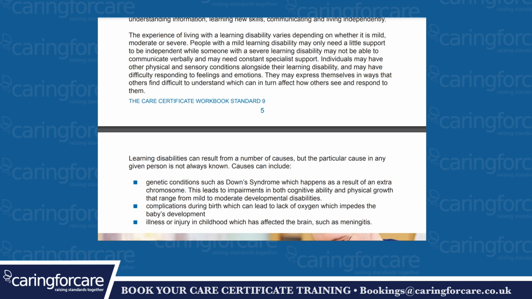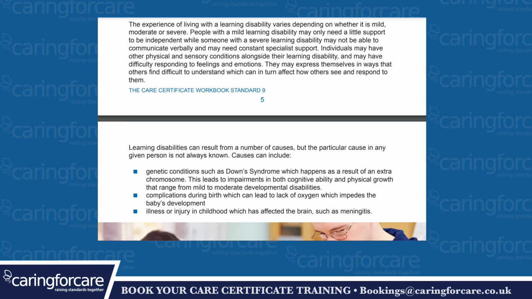People with a mild learning disability may only need support to be independent, while someone with a severe learning disability may not be able to communicate verbally and may need constant specialist support. Individuals may have other physical or sensory conditions alongside their learning disability and may have difficulty responding to feelings and emotions. They may express themselves in ways that others find difficult to understand, which can in turn affect how others see and respond to them.